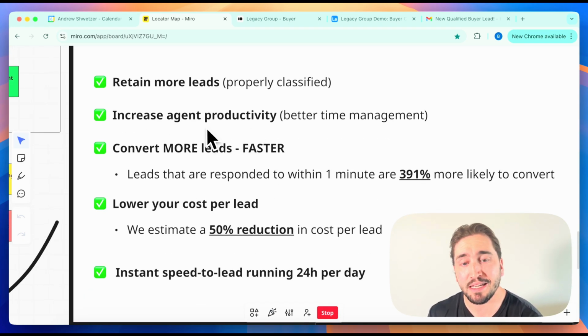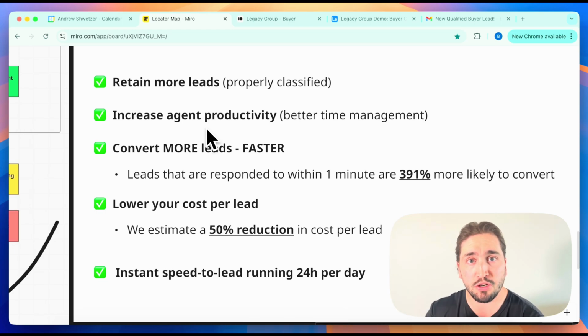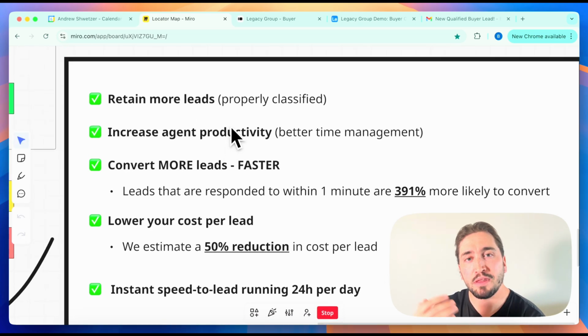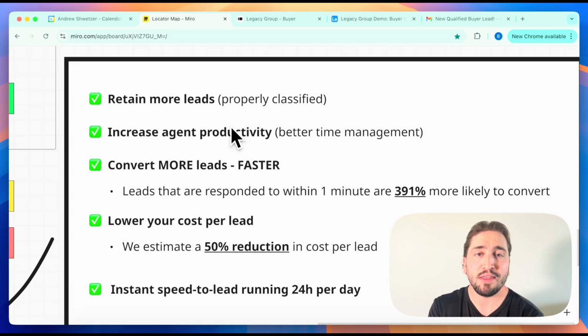You're also increasing agent productivity. So whether it's you, the solo agent, or agents on your team, you're increasing productivity because the only time that they have to spend on leads now is the ones that are fully qualified. The AI is handling the rest. They only have to reach out to the ones that we have collected all the necessary information on, so they know that if they're picking up the phone to call a lead, that lead is ready to go.